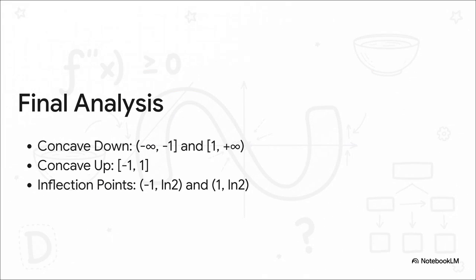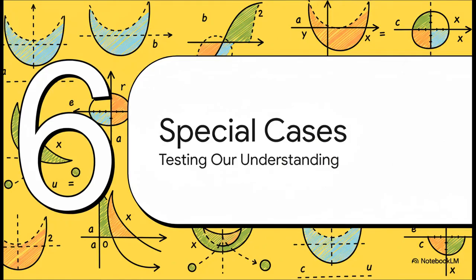So, here's our final analysis. The function is concave down on the 2 outer intervals, it's concave up right there in the middle, and because that concavity changes right at x equals -1 and +1, we know for sure we have 2 inflection points at (-1, ln 2) and (1, ln 2). Boom, done.